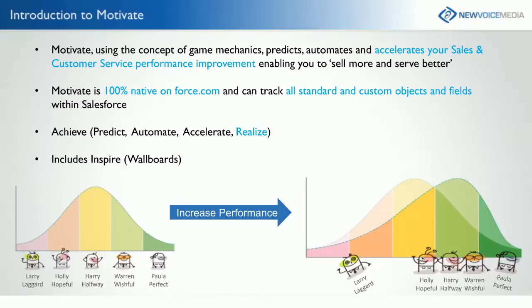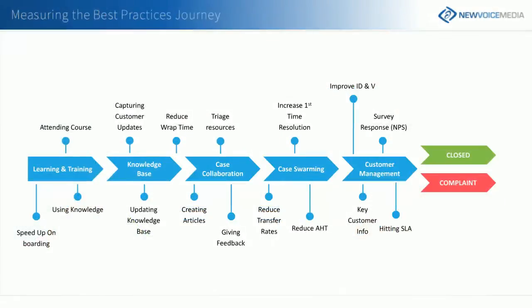You're really trying to shift the entire curve of performance, so positively impacting all of the different personality types and performance profiles that you have across your agent population. And when you do that, organizationally, then you really get to realize the largest amount of impact on your KPIs.